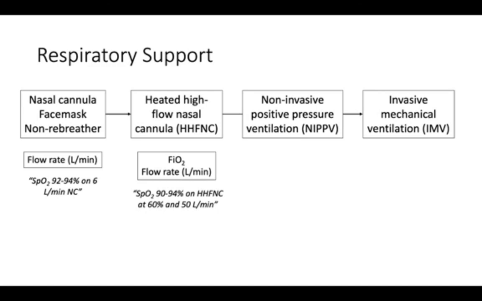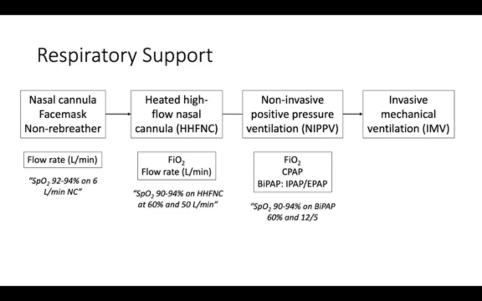For non-invasive positive pressure ventilation, we report the percent FiO2 and pressure settings. For CPAP, this requires reporting a single continuous pressure. For BiPAP, we need to report both the IPAP, the inspiratory positive airway pressure, and the EPAP, the expiratory positive airway pressure. For example, oxygen saturation 90 to 94% on BiPAP 60% and 12 over 5. In this example, the IPAP is 12 and the EPAP is 5.